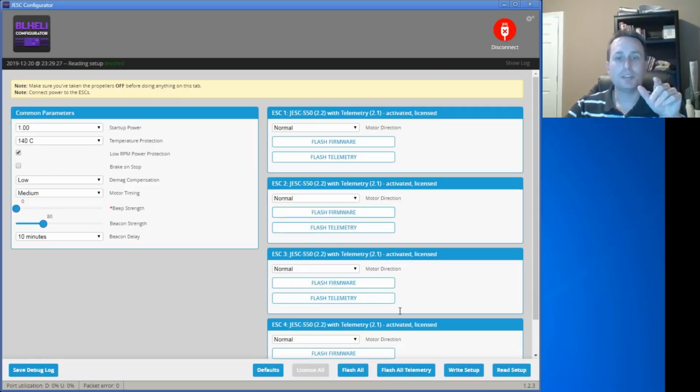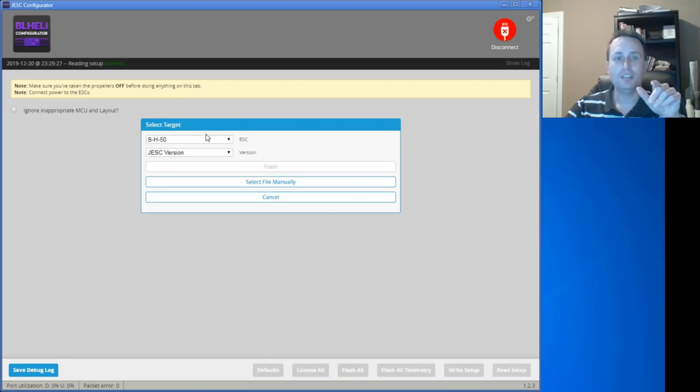Once the screen comes up here, you're going to want to go down to the bottom here and hit flash all, and then go into the JESC, and you're going to want to pick this JESC 2.2 48 kilohertz PWM early access. Click on that, and then you would hit flash.